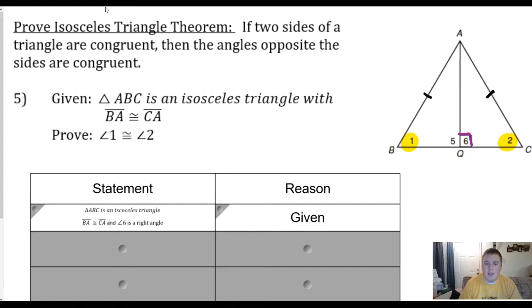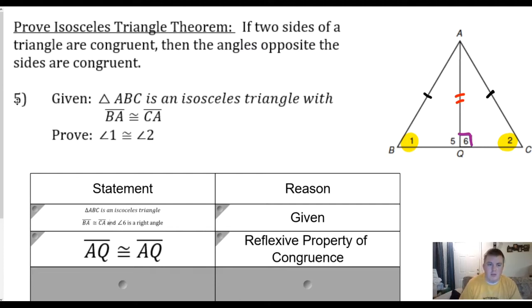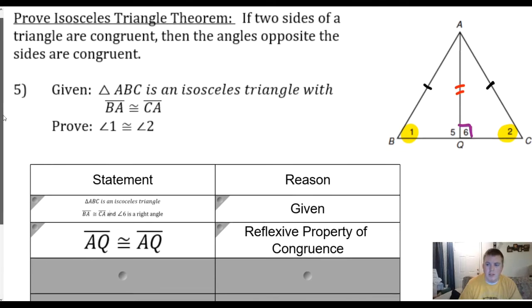So right now we need to focus again on proving that our two different triangles in here are going to be congruent. So I'm going to start out by looking at one of the things that is the most obvious to me, and that is going to be that AQ is congruent to AQ by the reflexive property of congruence. I'm thinking back to what we're trying to prove there. So that is due to the reflexive property of congruence.